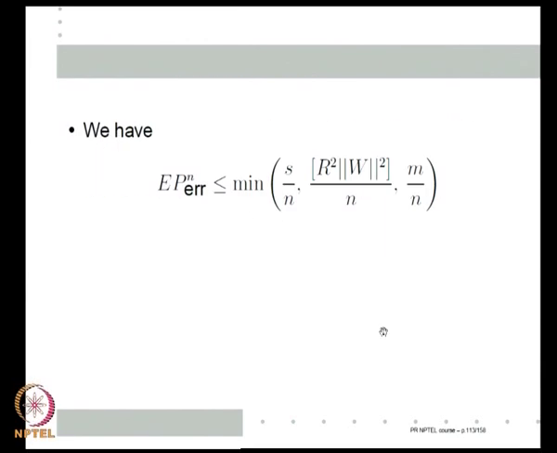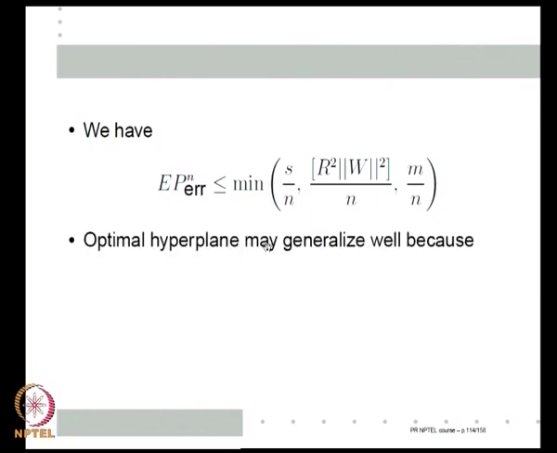Now, let us try and make sense of this. This is what we have. Expected error rate is the minimum of these 3. So, we can essentially say that optimal hyperplane, as I said, everything is happening because we are learning the optimal hyperplane. Optimal hyperplane may generalize well because of many reasons. One is that the data compression is large. What does that mean? S is the number of support vectors, n is the total number of examples I have. If S by n is small, then I know expected error rate is small. So, if only 1% of my data turn out to be support vectors, then I have a good chance that I have got a very good classifier, because expected error rate is bounded above by 0.01.